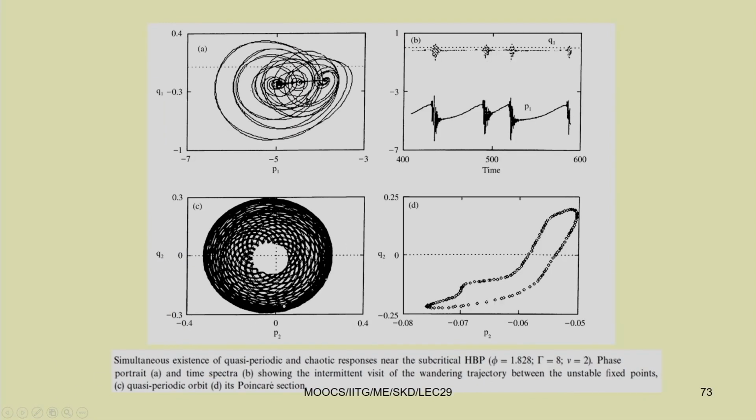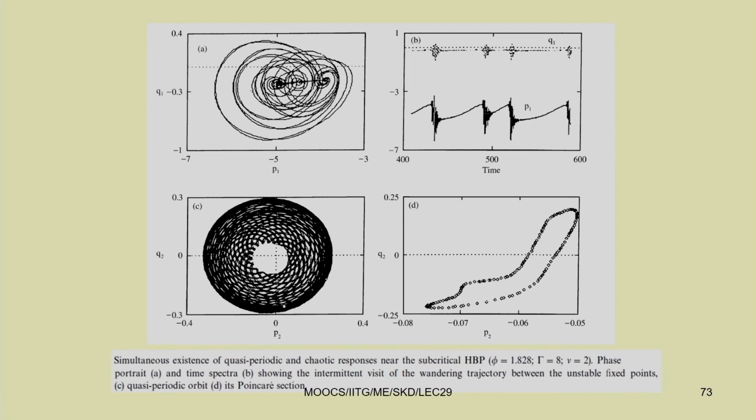Here again you can see simultaneous existence of quasi periodic and chaotic responses near the subcritical Hopf bifurcation point. So, we have a subcritical Hopf bifurcation point in 3 mode interactions. I am not showing you the fixed point responses, but you can go through the detailed paper. I will give you the list of papers from which all these things have been taken. These are part of my PhD work.